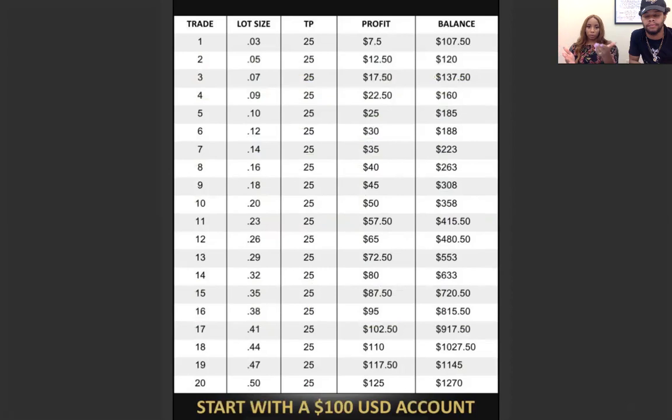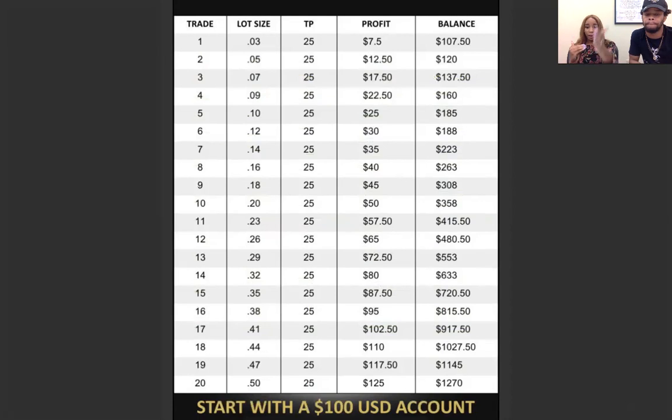The second day, your lot size is a 0.05. You can put on one trade or a couple trades, as long as it equals 0.05 for the day. Your TP is 25 pips. Today, you made $12.50. That sounds like nothing. But in addition to what you made yesterday, that's $120 that you did not have. So be comfortable with growing your account.